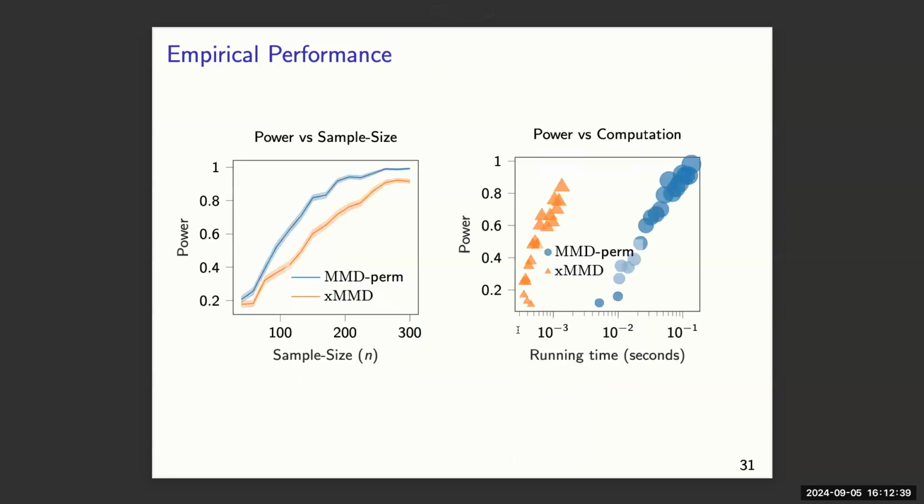Just to compare the performance of our proposed cross MMD test with the MMD permutation test. The left plot shows the power versus sample size. For the same value of sample size, as you can see, the MMD permutation test achieves a better power than our proposed test. But on the right side, we have replaced the x-axis from sample size to the running time, and in this case the order is flipped. To achieve the same power, let's say 0.8, MMD requires 2 orders of magnitude more compute than cross MMD. The main takeaway is that if your bottleneck is the running time, not the sample size, then it makes sense to use cross MMD. Otherwise, you should use the MMD permutation test.